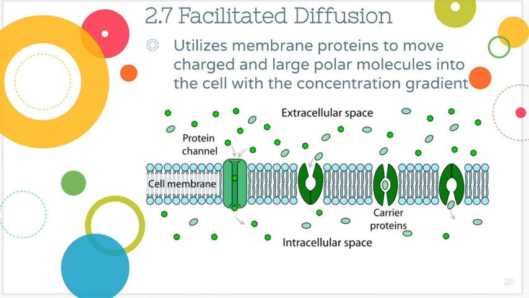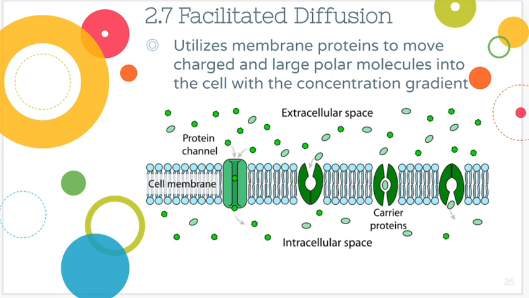It's still passive because we're not using ATP, but these molecules are so large that they can't just cross the cell membrane on their own, right? They have to have a little bit of extra help. It's kind of like the trucks on the road that have the wide load sticker on the back. They need a little bit of extra room.